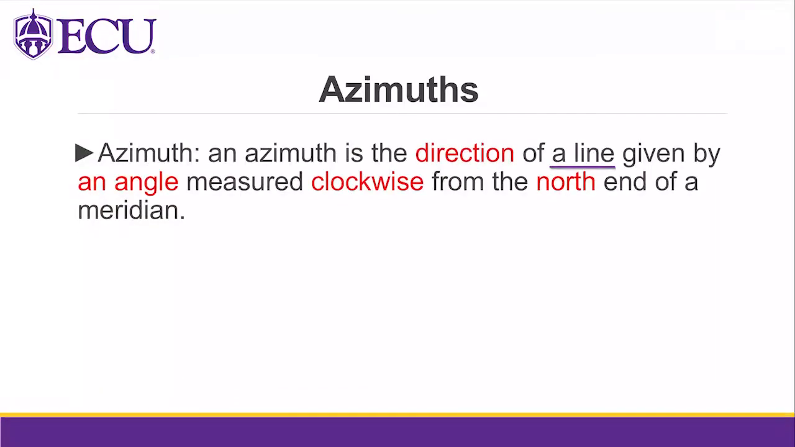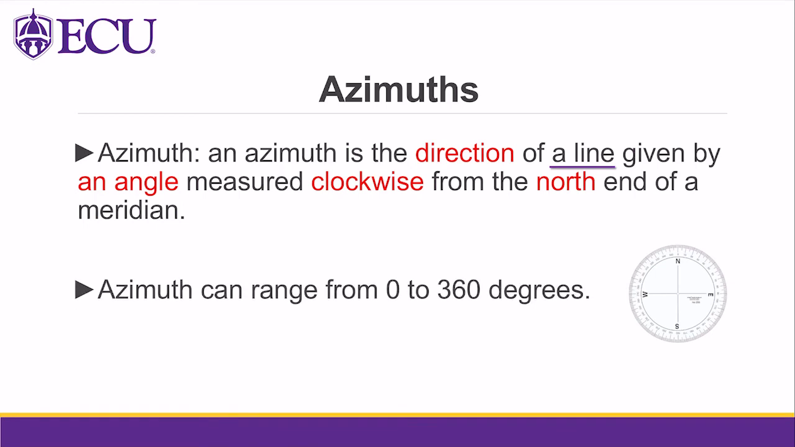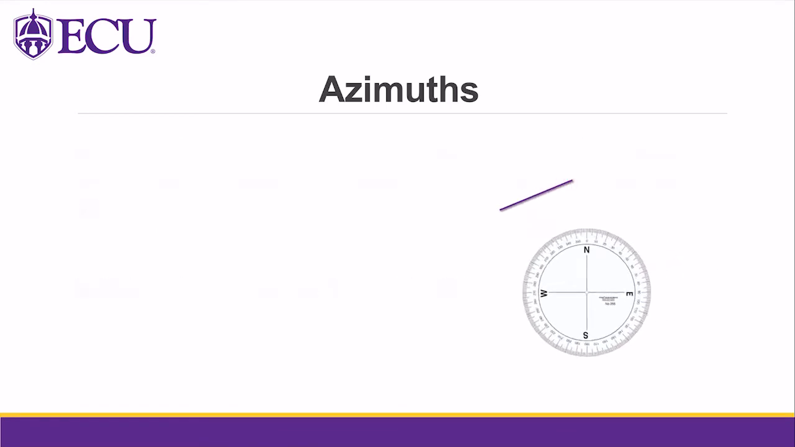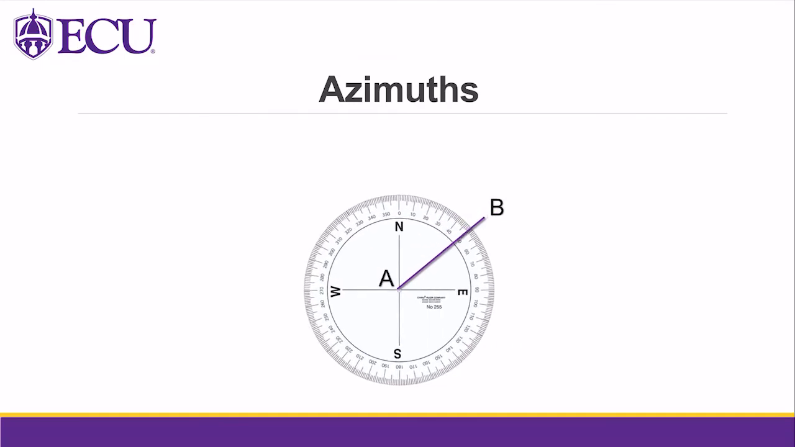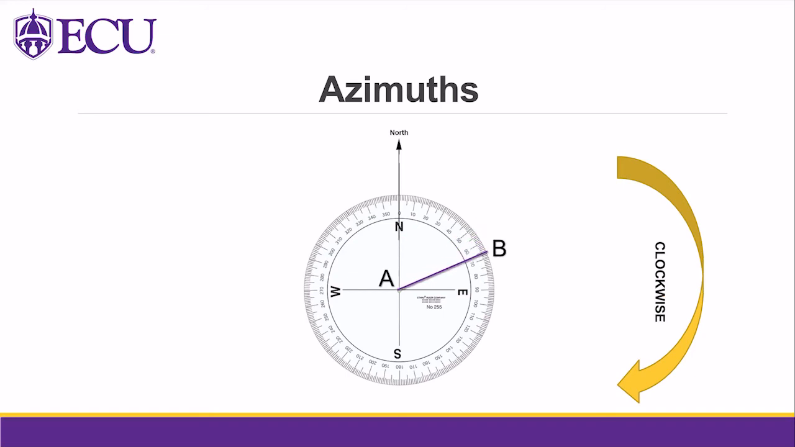Let's review some examples. But before that, review the definition one more time. It's the direction of a line given by an angle measured clockwise from the north end of the meridian. That's the azimuth. An azimuth can range from 0 to 360 degrees. So for an imaginary line, AB, you can put the coordinate system and then measure. In this case, AB is from the north end of the meridian, and it is 50 degrees. Okay, this is north. I measure clockwise, and that gives me 90.